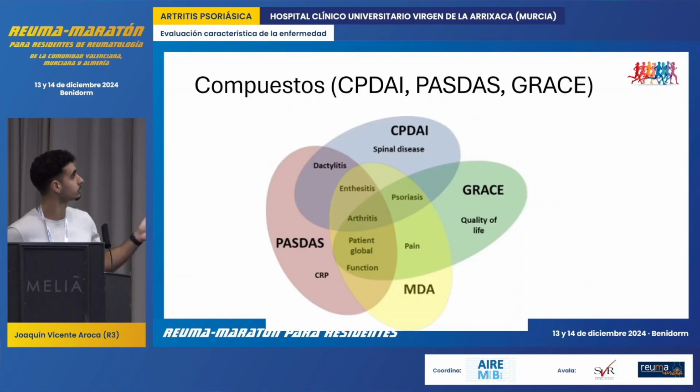And finally, the composite indices, which include CPDI, PASDAS, DAS, GRACE, and are mainly used in research. And we see how they assess different domains. CPDI, for example, includes axial involvement, cutaneous psoriasis, peripheral arthritis, enthesitis, and dactylitis. But they are too complex to be used in a rheumatology clinic and are mainly used in research.